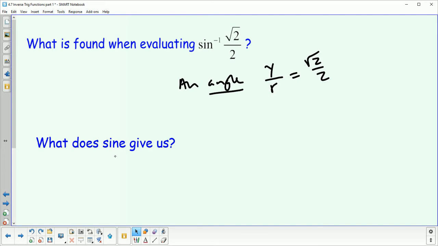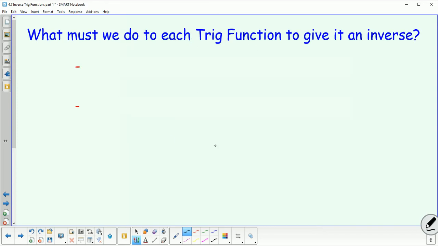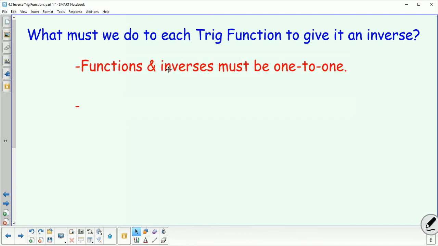When we talk about what sine gives us, that means we're going to take the sine of some angle. It's going to give us a ratio with a specific y over r value. Okay, and again, there's an infinite amount of angles that will do that. So in order to find a trig function and give it an inverse, first of all, they have to be one-to-one, which means every x value is going to lead to only one y value, and vice versa. If we're given the y value, it would lead back to only one x value.